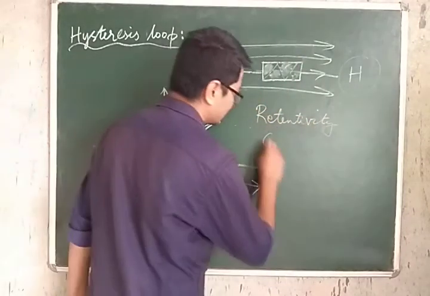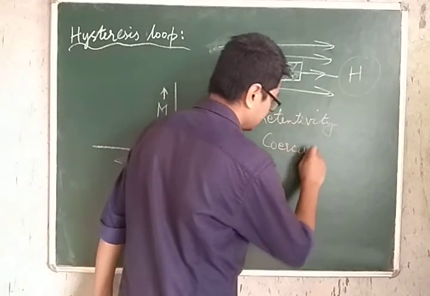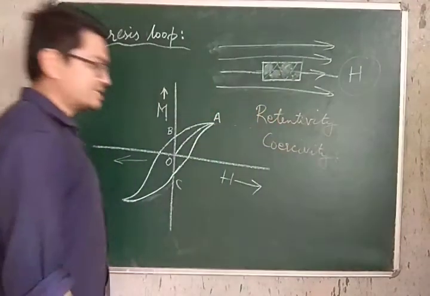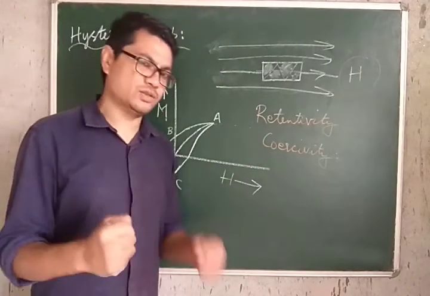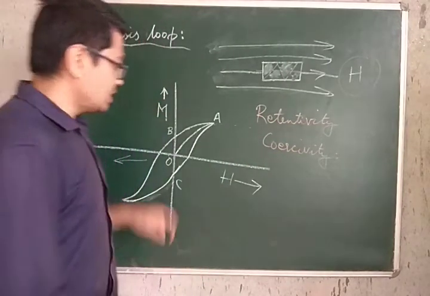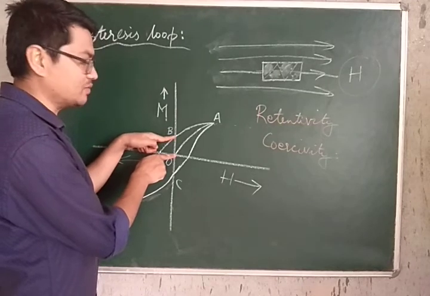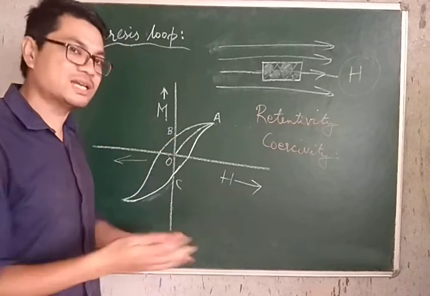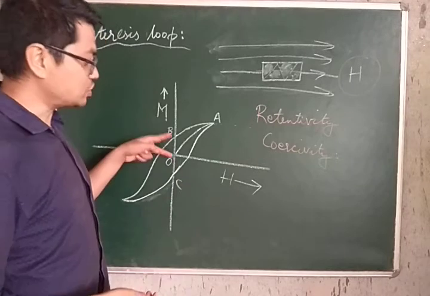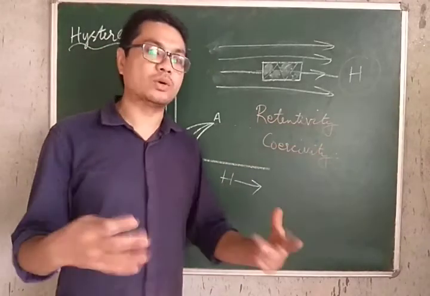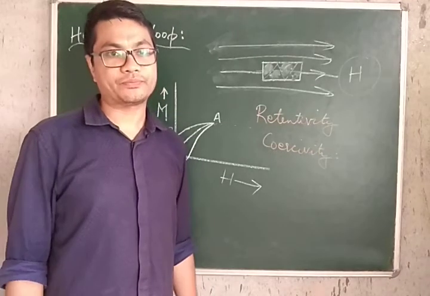And there's something called coercivity. What is this coercivity? The external force that you need to apply, such that whatever magnetic behavior is retained, all of that magnetic behavior is lost. The force that we need to apply, such that all of the retentivity, so to say, is gone, is what is called your coercivity.